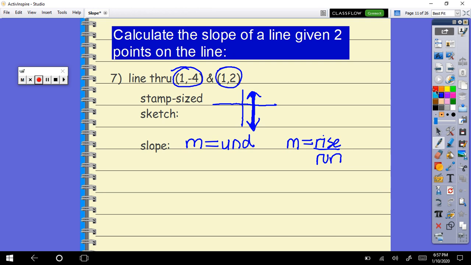I'm going to remind you that rise is y's. And if I rise from -4 to 2 or from 2 to -4, that's a total of 6 spaces. Run is to count the x's. Well, wait a minute. If I jump from 1 to 1, I didn't go anywhere, so I counted a total of 0 spaces. And remember, since 0 is under the fraction bar, the slope is undefined. I generally, though, don't do that. If I've got the image of a vertical line, I have my math facts memorized, and I just know the slope is undefined.